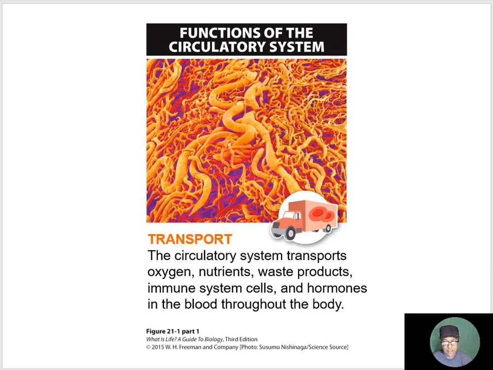So let's talk about the functions of the circulatory system. Number one, as you know, transport, right? The circulatory system is transporting oxygen, waste products, the immune cells, our white blood cells, our red blood cells, hormones. It is the highway system for the body.